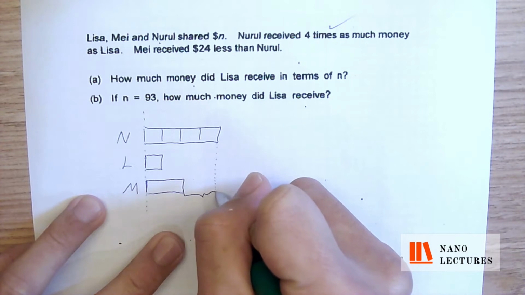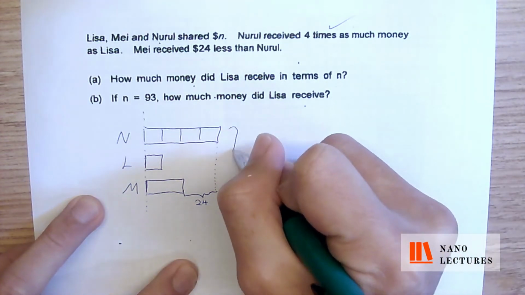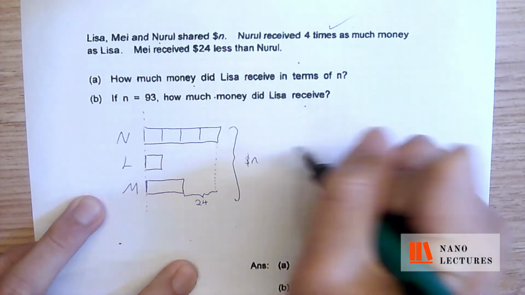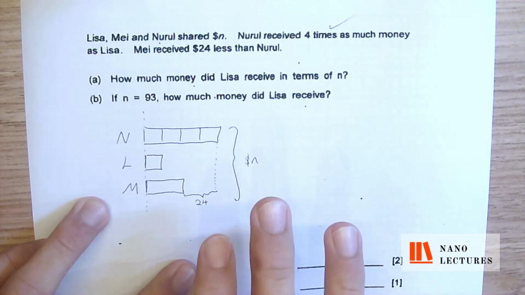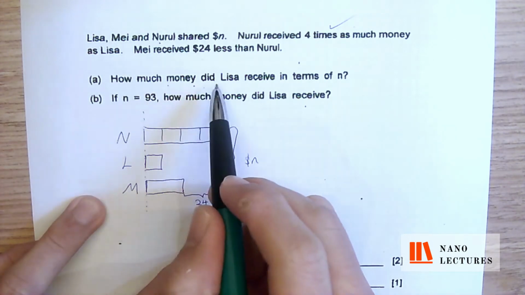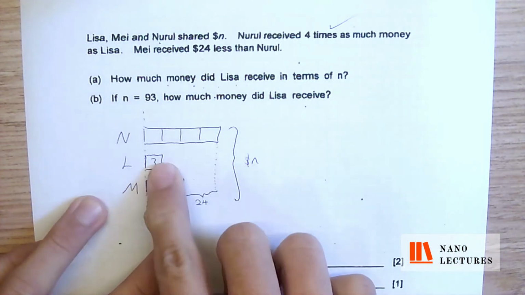Again, draw the dotted line. $24. And I know that the entire thing is N dollars. Now, this is actually how you visualize it. It's a lot clearer right now. Then they ask, how much money did Lisa receive in terms of N? So, question mark here. Remind yourself.